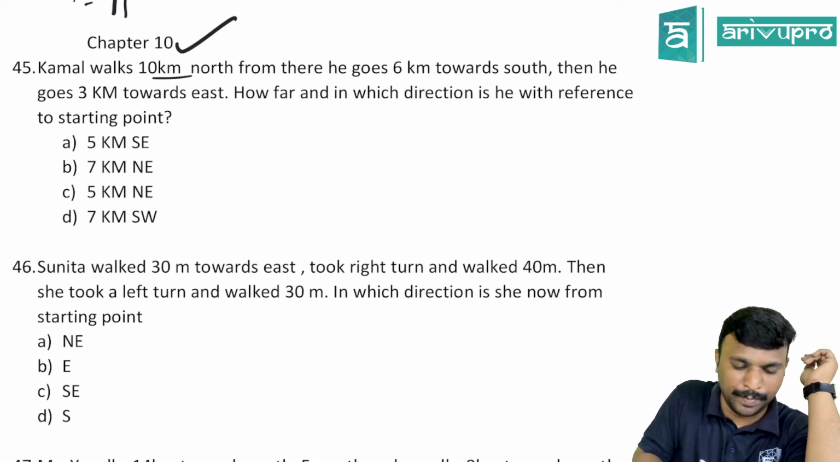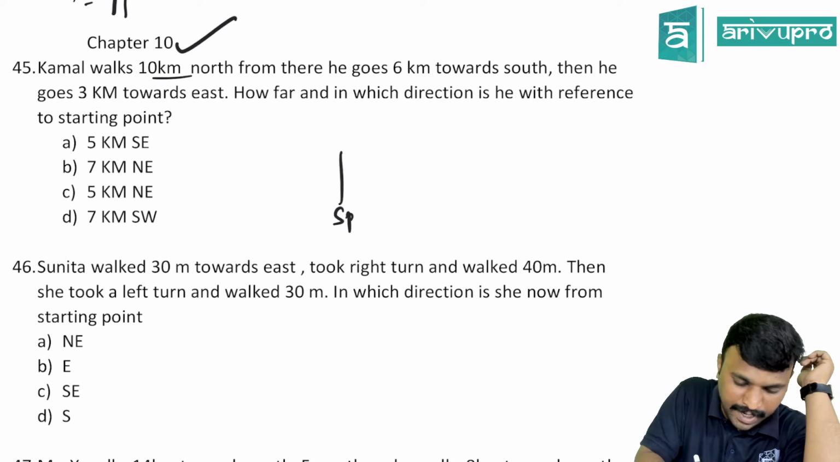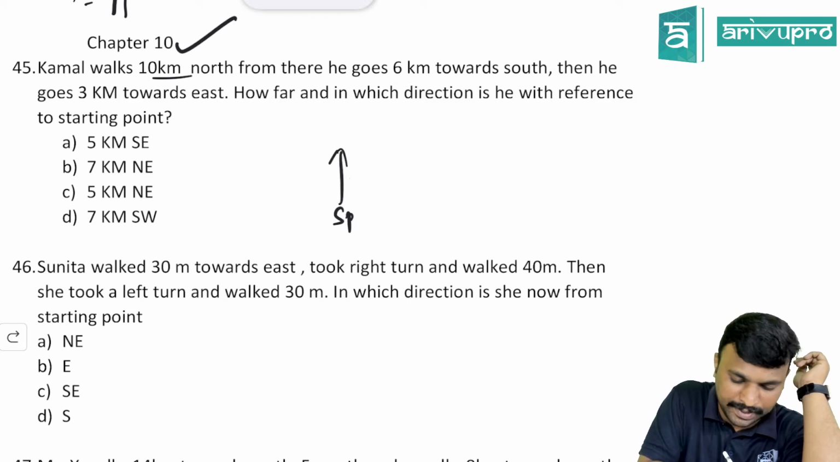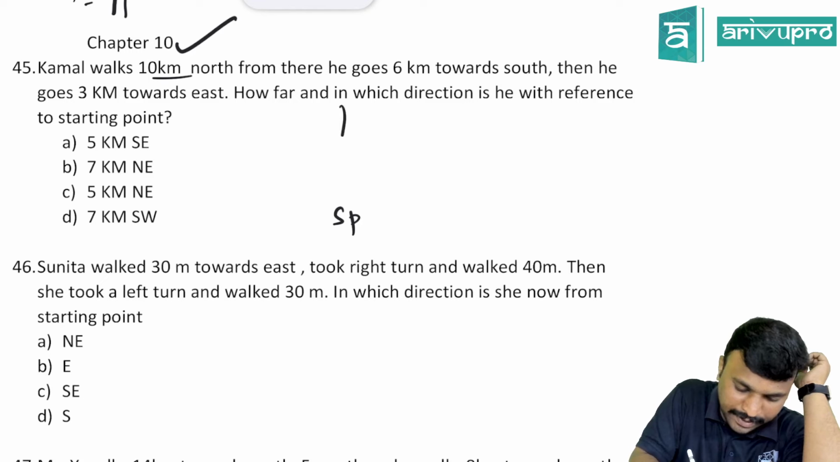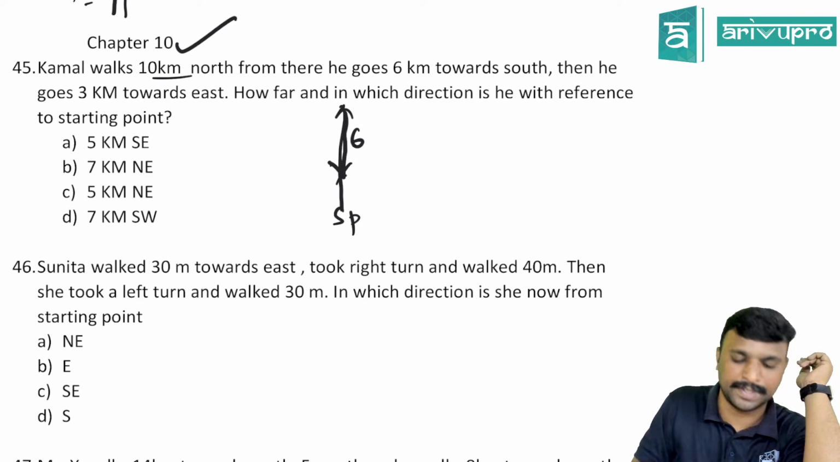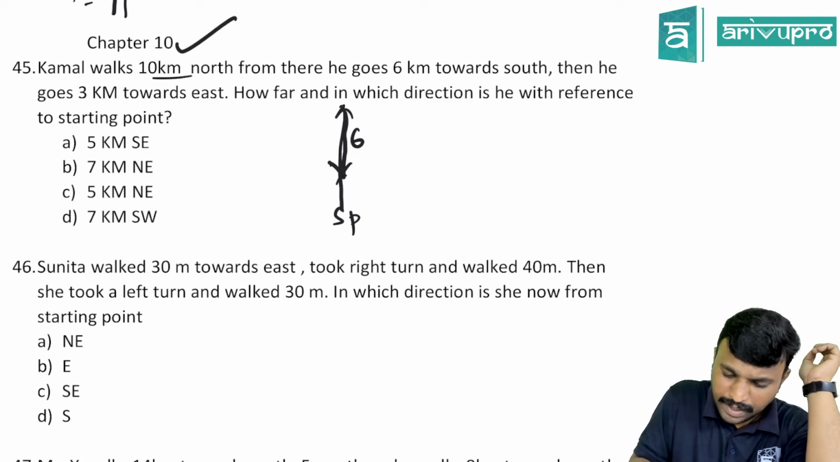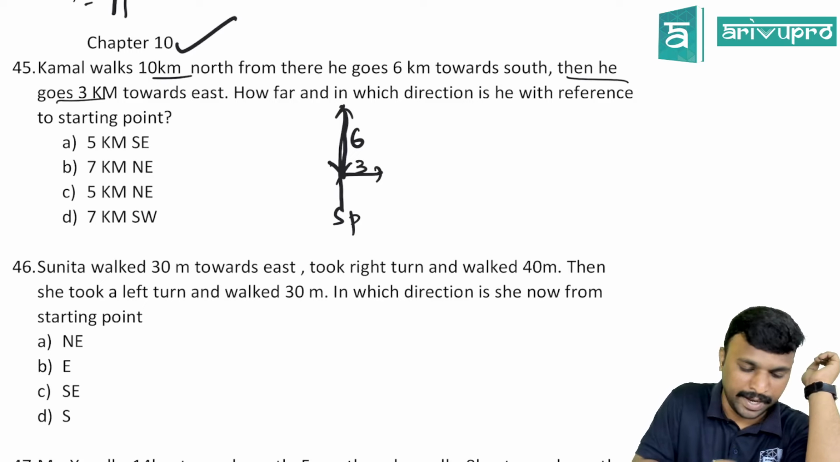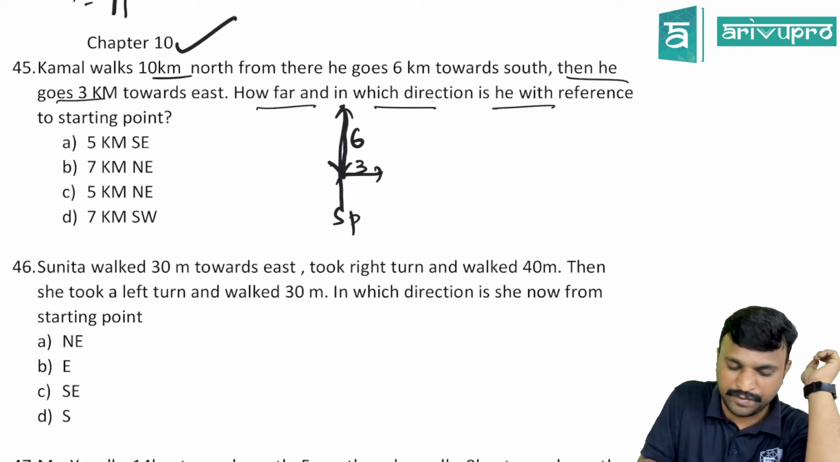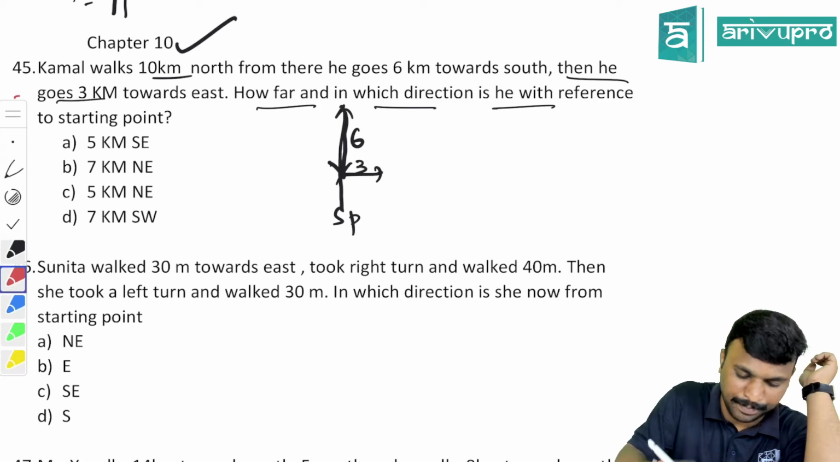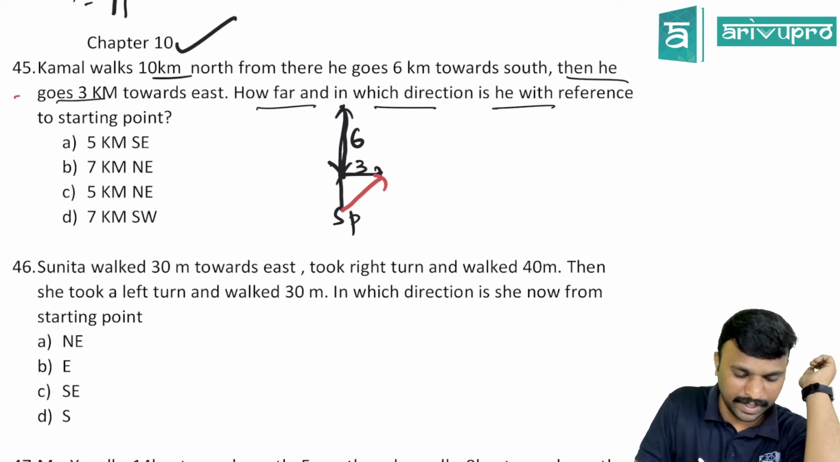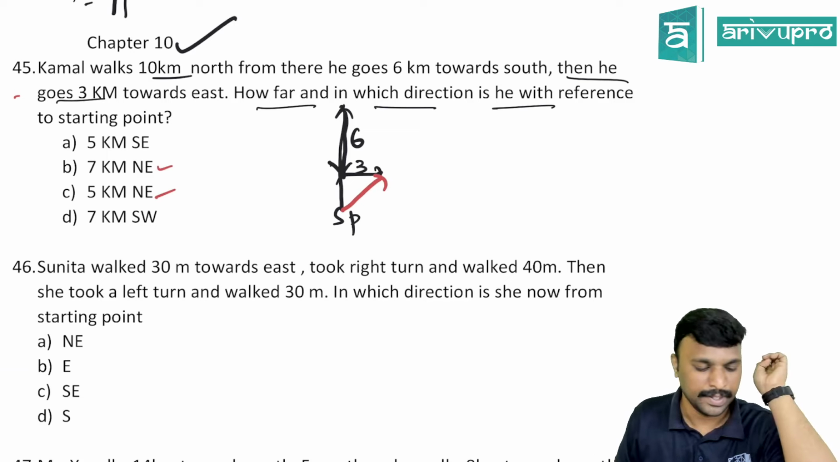Let's move on to the next question, number 45. Guys, Kamal walks 10 kilometers north from the starting point, and then from there he goes 6 kilometers south. Going 10 north and 6 south means he comes back 6 kilometers, and then he goes 3 kilometers towards east. Now the question is how far and in which direction is he from the reference point? Reference point is the starting point. Guys, definitely he is in the northeast. So northeast, there are 2 options, right? Is it 7 or 5?